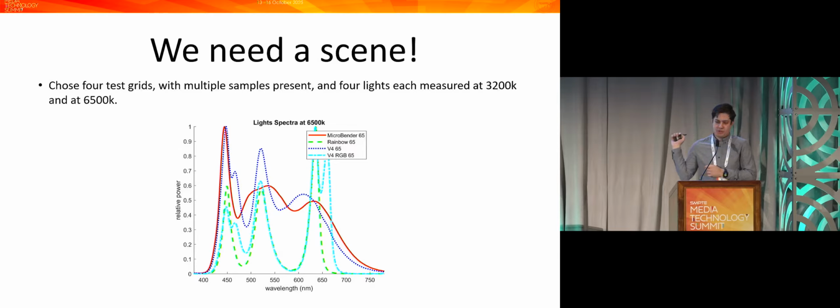We also decided to measure everything at 2 color temperatures, obviously D65 because that is the native white point of a lot of these color spaces, and also 3200 Kelvin as that is a very commonly found temperature on a lot of the sets we are on.